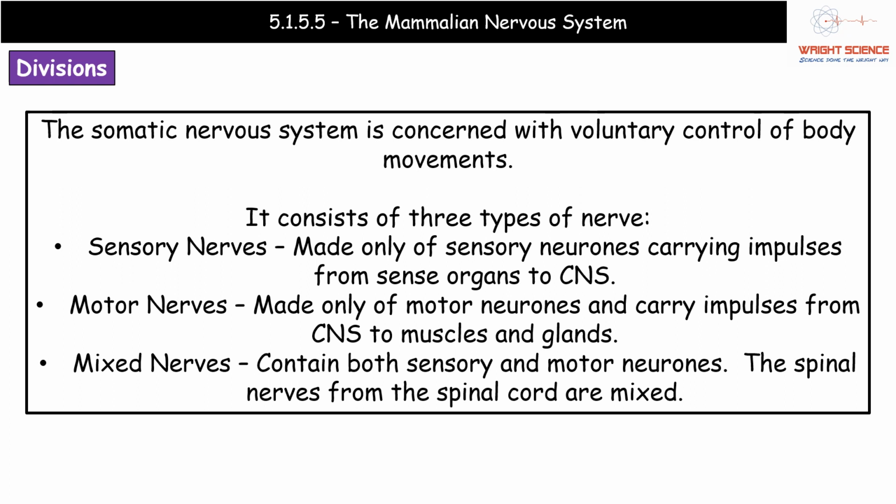So we've got three types of nerve that make up the somatic nervous system. The sensory nerves, obviously made from only sensory neurons, and they're going to be running from those sense organs to the central nervous system. Motor nerves, made of only motor neurons, carrying the impulses from the central nervous system to those effectors, the muscles and the glands. And then we've got mixed nerves, which are actually a combination of both sensory and motor neurons. And a good example of that would be the spinal nerves in our spinal cord there.